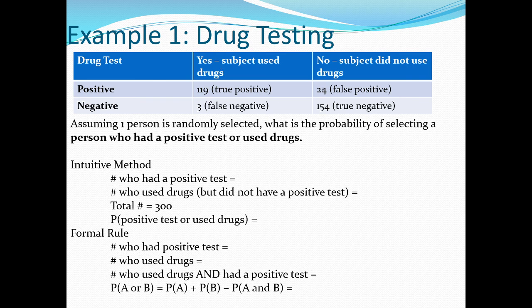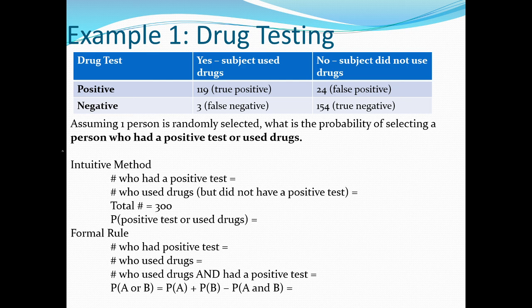These people tested positive but did not use drugs. So these are the false positives. These are people that tested positive, but you know for a fact they did not use drugs. These people were false negatives in that they tested negative, but they did use drugs, and these were true negatives because, again, they tested negative and they did not use drugs. So this is the breakdown of our results here.